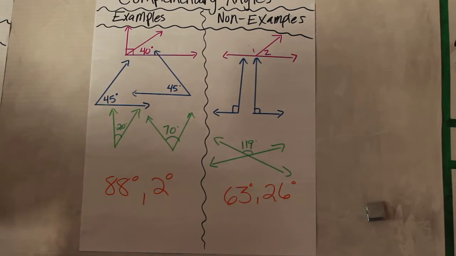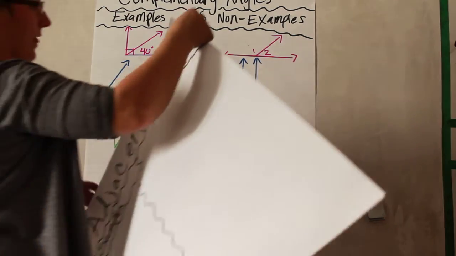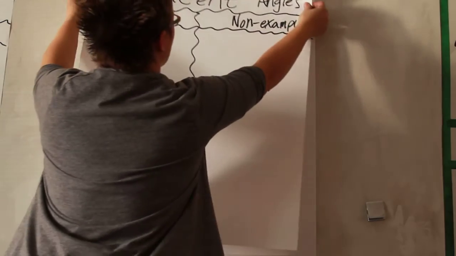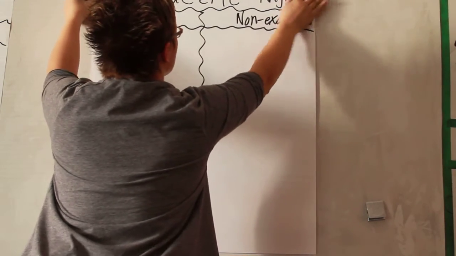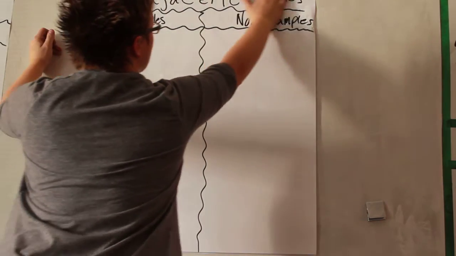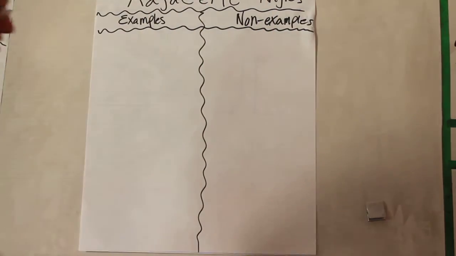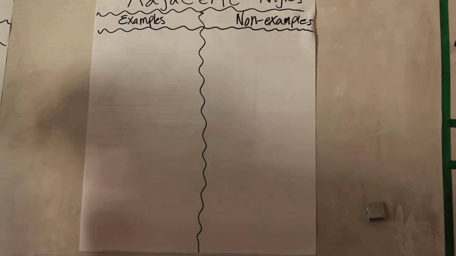The next one we're going to look at is adjacent angles. Once again, some of you learned this one yesterday, some of you did not. If you still feel confused on it, please watch it again. If you are not confused, you may move on. Some examples of adjacent angles.